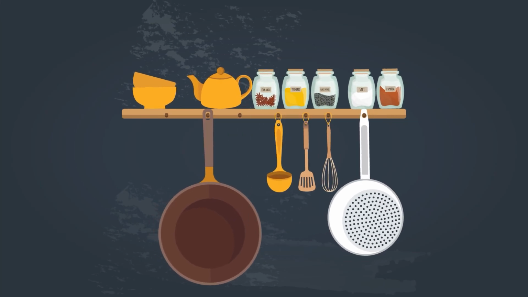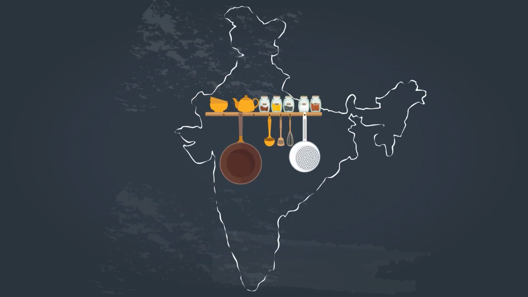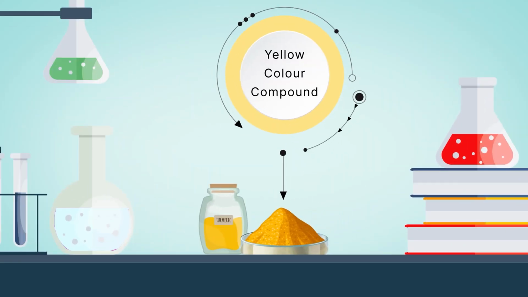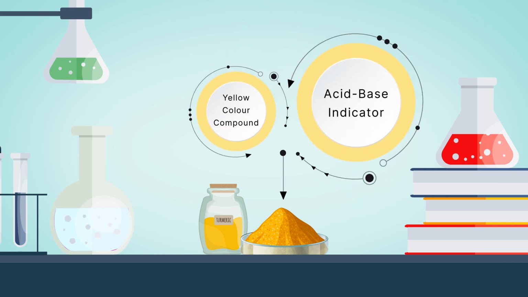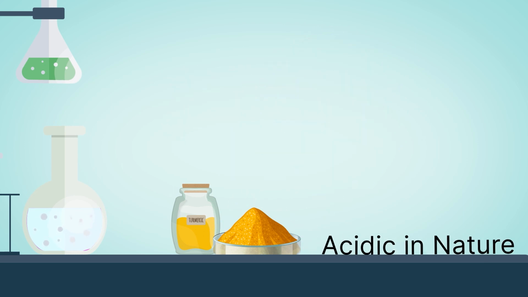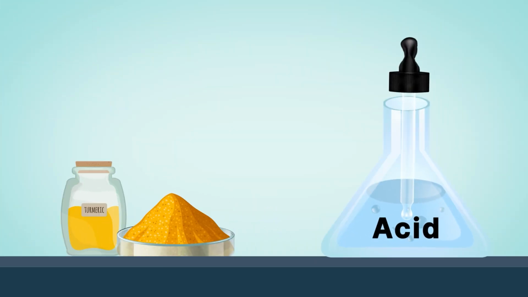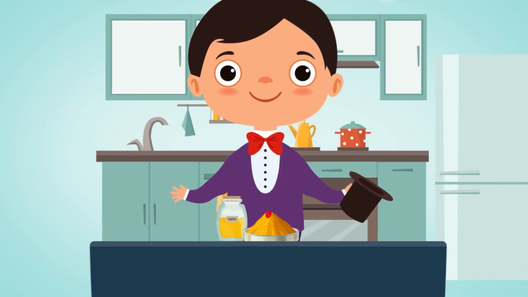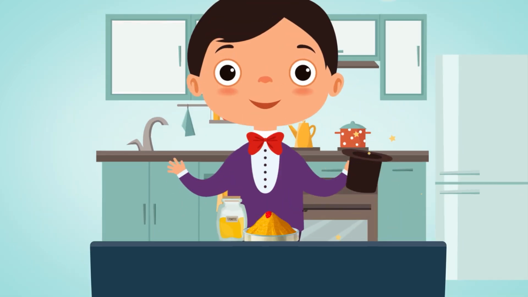Well, turmeric is one of the most used spices in India. Let's bring this golden spice to our chemical lab. It is a naturally occurring yellow color compound and also a brilliant acid-base indicator. What it means is, turmeric remains in its original color, that is yellow, when acidic or neutral solutions are added to it. However, if we add an alkaline substance to it, the color changes to a bright red. You can demonstrate this as a magic trick to impress your family in the kitchen.